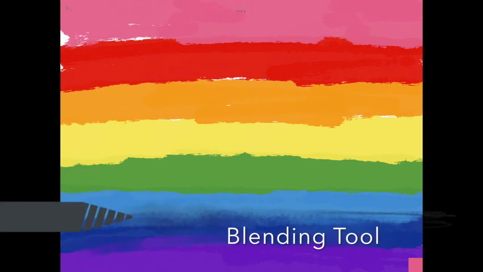Then after I have all of my colors down in the background, I'm going to use my blending tool in order to make them all smooth and kind of cross from one into another very easily. So I use that blending tool all over my artwork, working right to left, side to side.